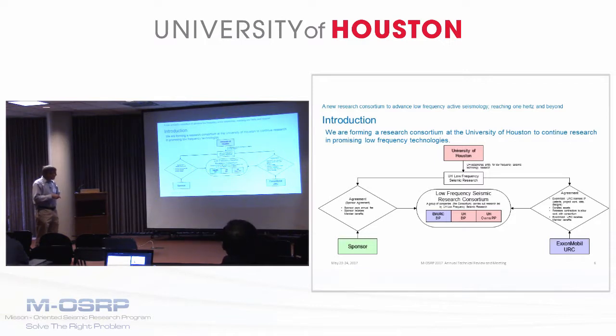Sponsors would pay a fee to join the consortium, and that money would go to advancing the research. In return, they'd get the sponsor member benefits, which would include licensing to the research and also to the background IP.